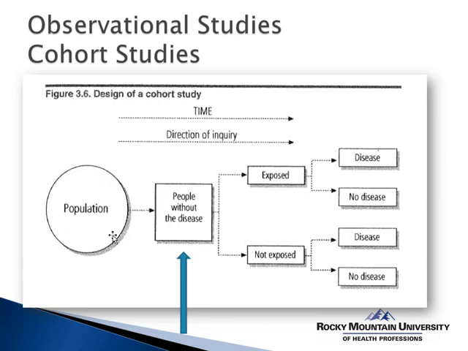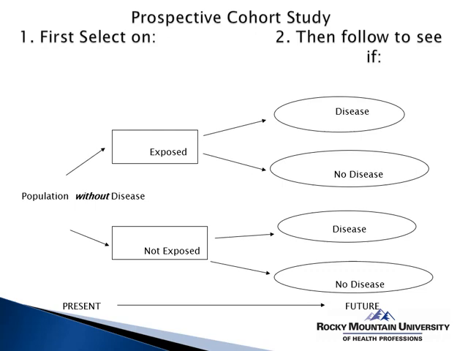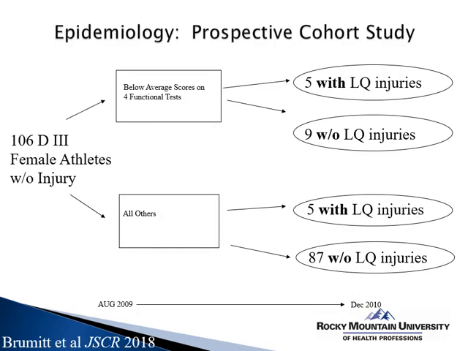Okay, we've got a population that we draw some people from, people without the disease at baseline. Then we categorize them into an exposure or a not exposed group. Or I might like to even call it an at-risk group and a lesser risk group. And then we look to see who develops the disease or injury. So another breakdown of it here.